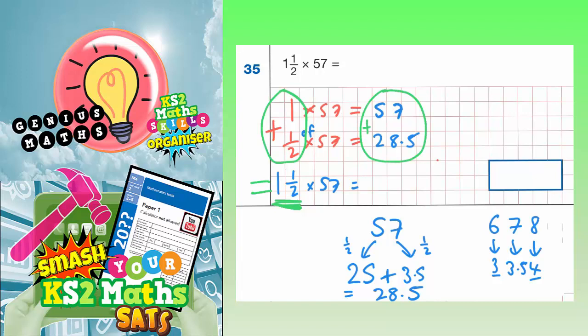So I've conveniently set this up as a column method. So 57.0. Let's just add in the 0.0 so it all lines up. 0 plus 5 is 5. 7 plus 8 is 15. Put the 5 in, carry the 1. 5 plus 2 is 7, plus the 1 is 8. The only thing that's missing is the decimal point. So we need to make sure all the decimal points are lined up, so the decimal point is going to go in there. So our final answer is 85.5.